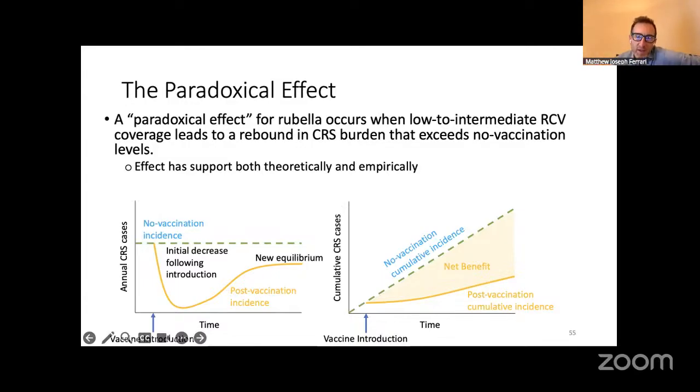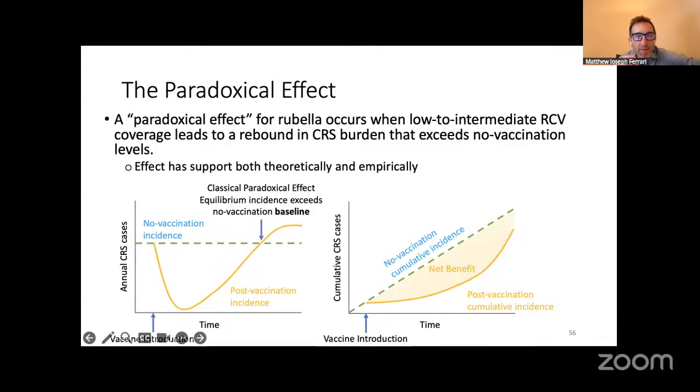So sorry, if vaccination is high enough, then that equilibrium incidence will be lower for the no vaccination scenario, and the cumulative incidence is always lower. If the cumulative incidence is always lower, then you always get positive net benefit. But the concern, right, is if the post-introduction equilibrium incidence of CRS is higher than the no vaccination baseline, then we get this thing called a paradoxical effect.